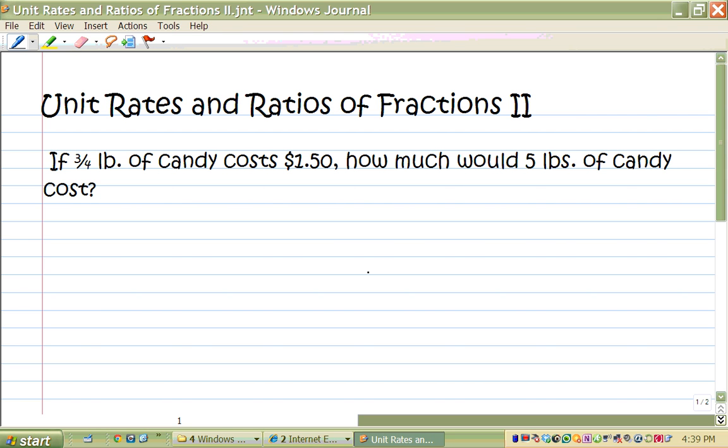Unit rates and ratios of fractions, part two. Alright, this problem is a little bit different than what we just did. Let me read it to you. If 3/4 of a pound of candy costs $1.50, how much would 5 pounds of candy cost?